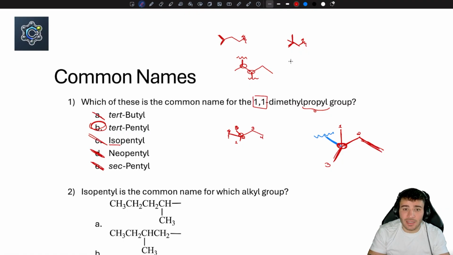You know, it becomes almost very intuitive to why it's called tert-pentyl. Notice that tert-pentyl and neopentyl are actually opposites. So if it would be attached on this carbon, it would be tert-pentyl, and if it would be attached on the other carbon, it would be neopentyl.